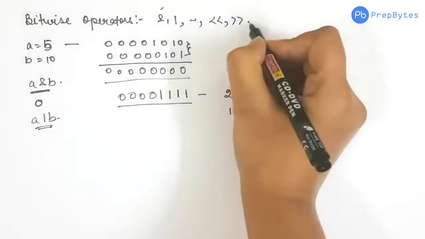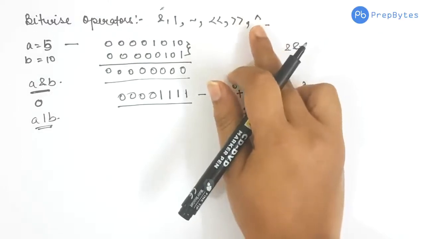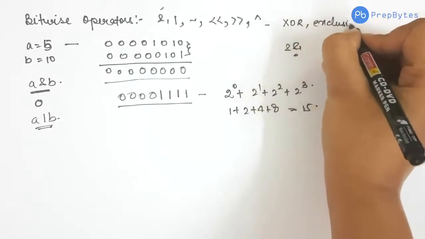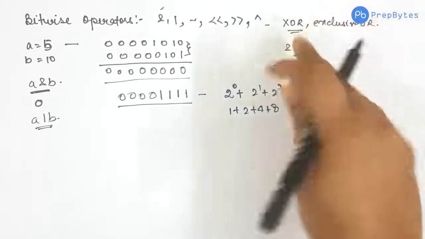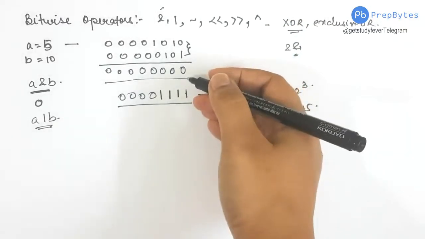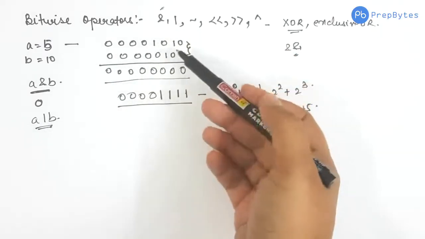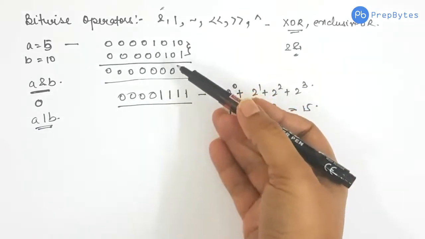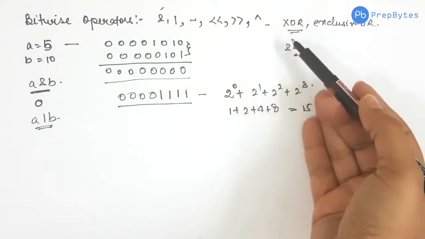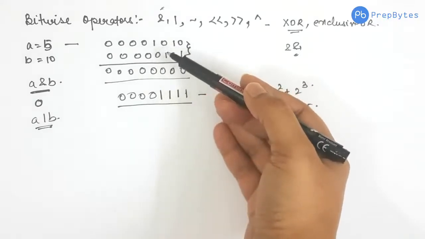Now, next we have, okay, I missed writing it here. We have one more thing. This is known as exclusive OR, I can say this is XOR. What happens in case of XOR is that the resultant bit is 1 only if either one of them is 1. In case of OR, if either of them or both of them is 1, the resultant is 1. But in case of XOR, the resultant is 1 only if exactly one of them is 1.